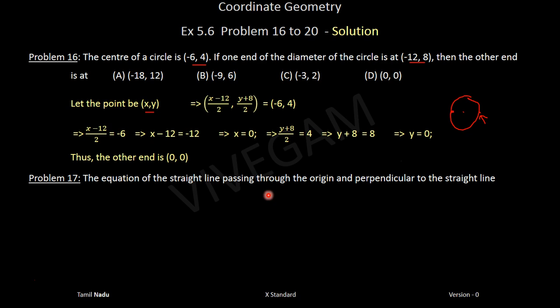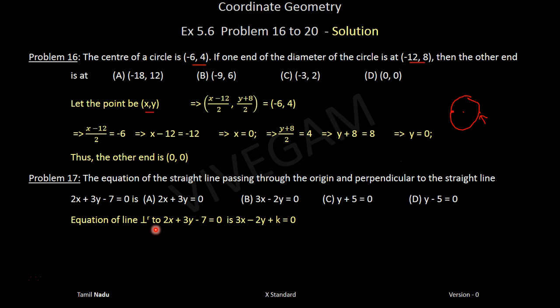The equation of the straight line passing through origin and perpendicular to the straight line 2x plus 3y minus 7 equal to 0 is, they have given 4 options. The equation of a line perpendicular to ax plus by plus c equal to 0 is bx minus ay plus k equal to 0. So basically you will interchange the coefficients of x and y, and add a negative sign to the coefficient of y, and it will become plus k. So this will become 3x minus 2y plus k equal to 0, the equation of the perpendicular line.